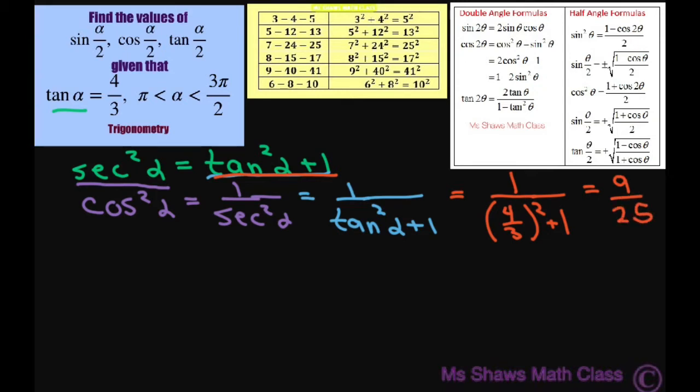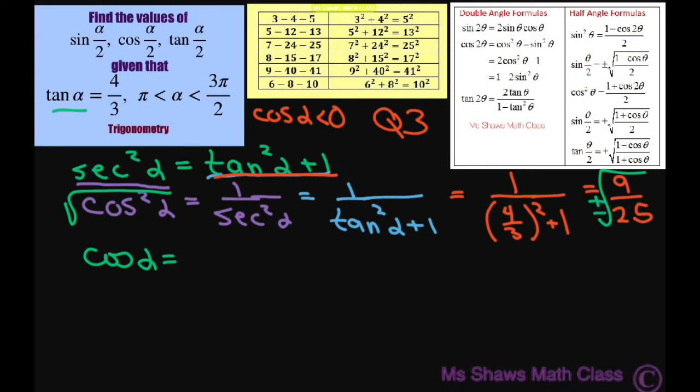All right, now since we're in quadrant 3, that means both my cosine of alpha and my sine of alpha are negative. So you square root this, you're going to get cosine of alpha equals 3 divided by 5. If you square root both sides, usually you get plus and minus, but we're going to have to use the minus. So this is going to be negative 3 divided by 5. All right, now that we have that, we can figure out everything else.